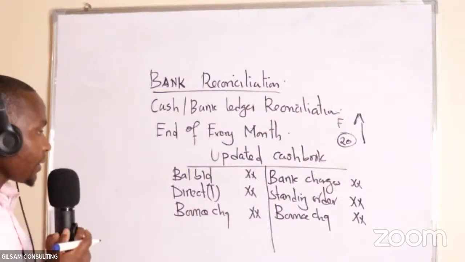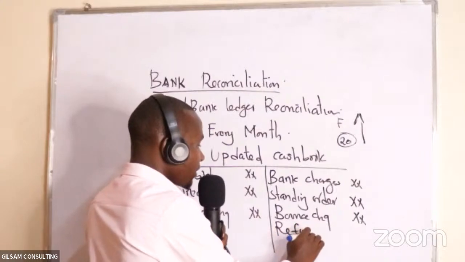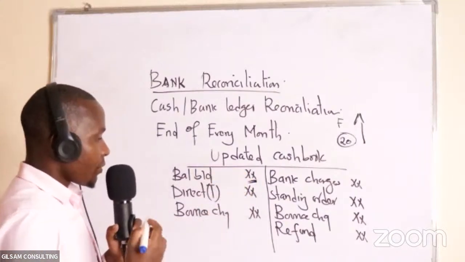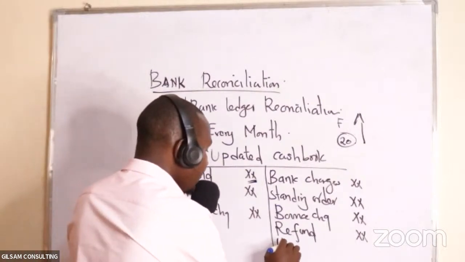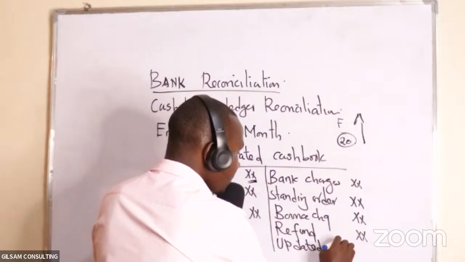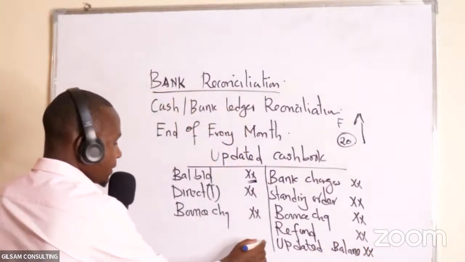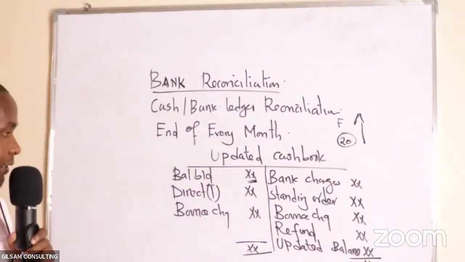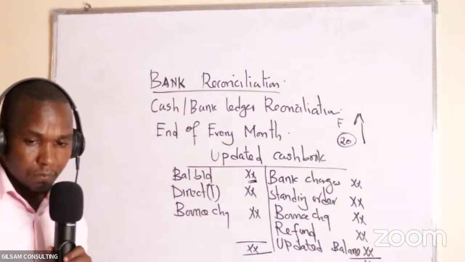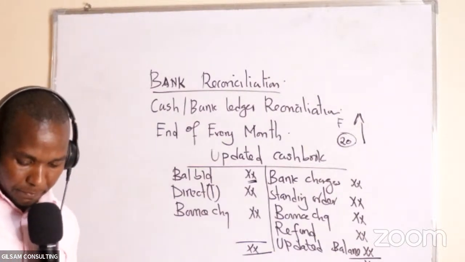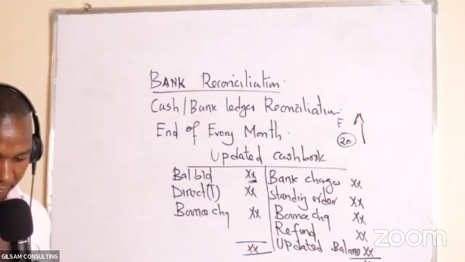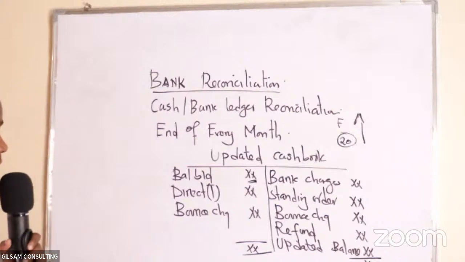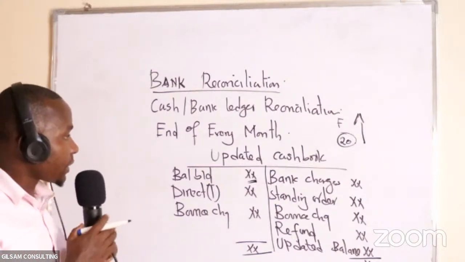And then another one is a refund. So maybe you can refund cash to the customer by writing a check again. Then that one will affect your balance. So at the end of the day, you will have updated balance, then you close your account. So ukimalizana na updated balance, then now you can comfortably go and reconcile with the bank statement because you have updated everything. So it's now very easy to go and do bank reconciliation.